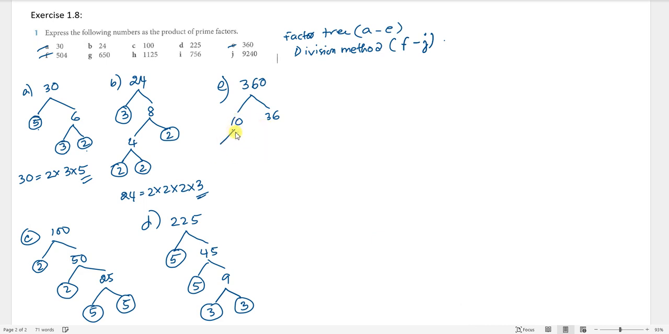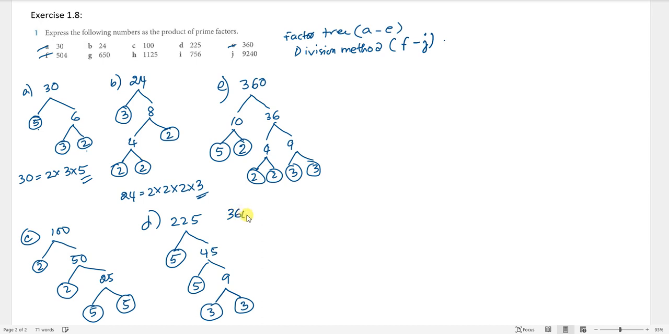So for 10, we can have 5 times 2 is equals to 10. 5 and 2 both are prime numbers. For 36, we can have 4 times 9. We can divide 4 to 2 times 2 is equals to 4. 9, we can have 3 times 3 is equals to 9. All are prime numbers. So I think the necessity of putting the circle is to figure out the answer very easily. So you can see the circle and just write the answer down.